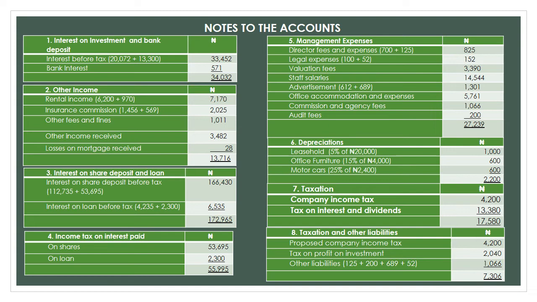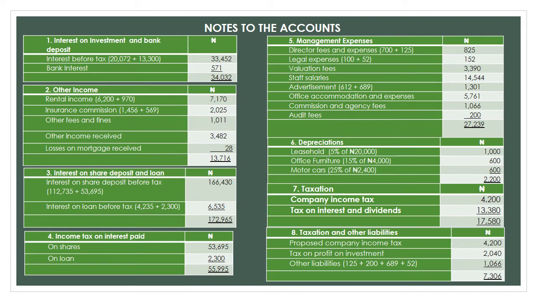The next one is interest on loan before tax. You have 4,235. Then from additional information F, you get income tax on deposit interest, 2,300. When you add it, you have 6,535. You add all together, you have 172,965. If you check under your expenses in the income statement, this is the amount you have as interest on share deposit and loans.